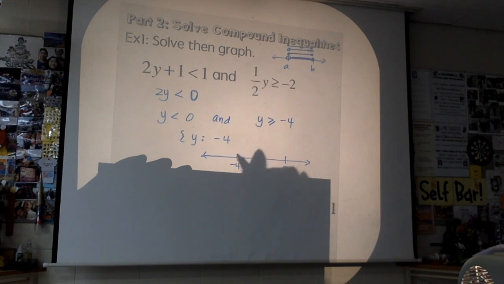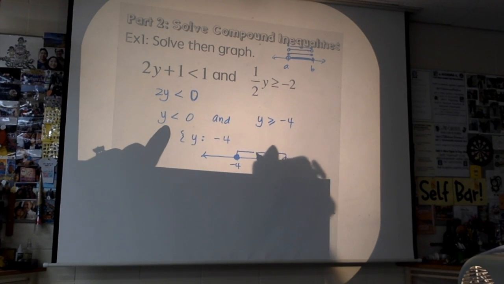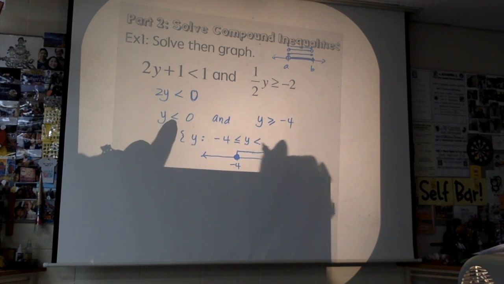It's greater than or equal to, so it's going to go this way. Greater than or equal to, right? But it's less than. So it's restricted by -4 and 0. It's an open circle here and a closed circle here. And here's our number line. That means it's -4, lower bound, our y value, and it's less than 0.